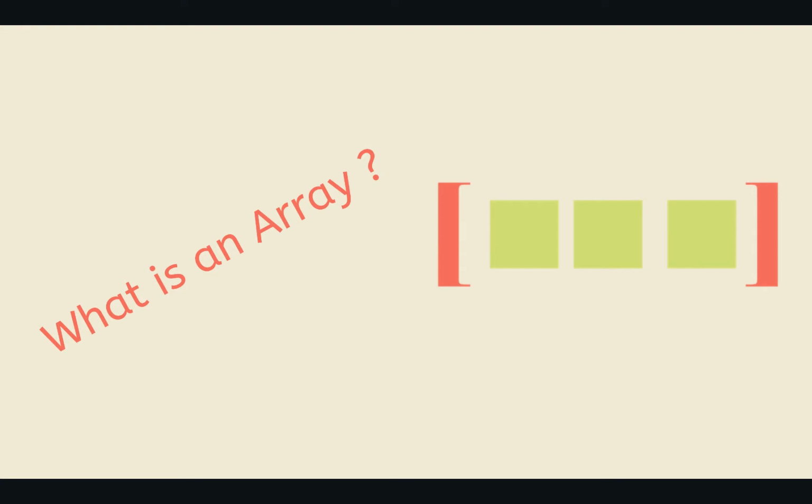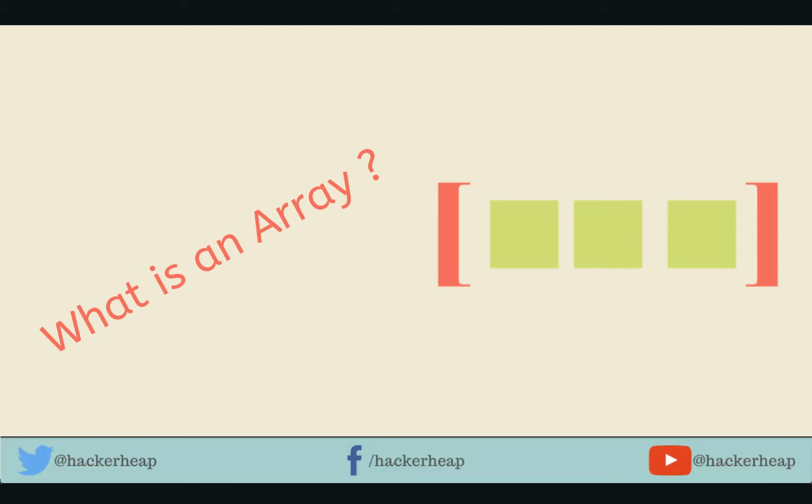So what is an array? An array is a type of data structure which stores a sequential collection of elements of the same type. They can be primitive data types or any other custom object. The size of an array is fixed and cannot be changed. So let's look at the basic array declaration and definition and how it works.